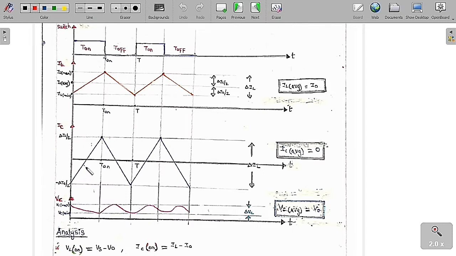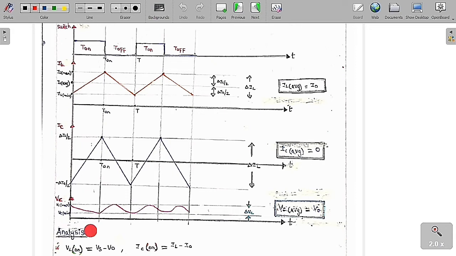Similarly, IC is equal to IL minus I0, so you are going to get it in this format. Overall the ripple is delta IL, so this is plus delta IL by 2 and this is minus delta IL by 2. I have already told you the average value of the capacitor current is always equal to 0. Similarly, the average value of the capacitor voltage is equal to the load voltage, which is V0.